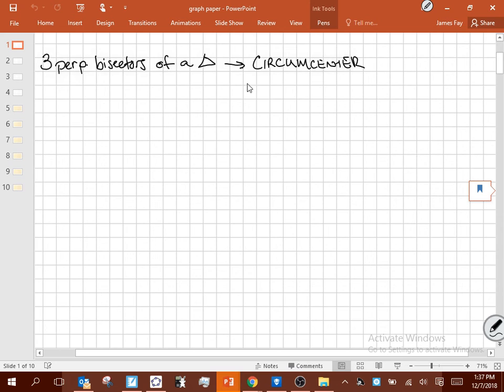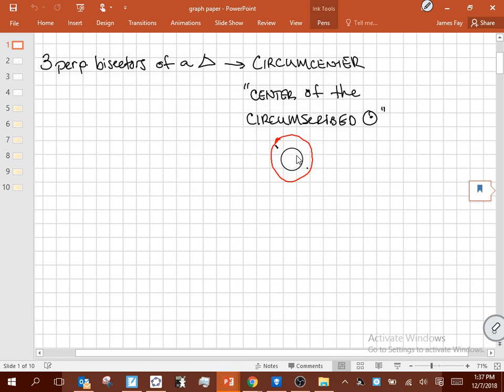Remember, the circumcenter, we said that that is the center of the circumscribed circle. Just to give you a quick picture of the circumscribed circle, if I have that as a triangle, oh, that's terrible. It's easier to draw the circle and then the triangle. The red circle is the circumscribed one. It's the one circle that will pass through all three vertices of the triangle.